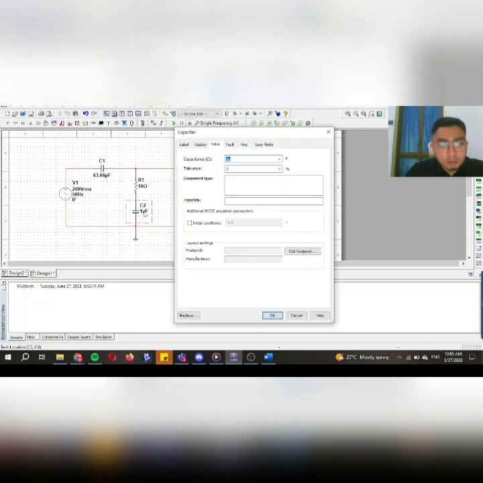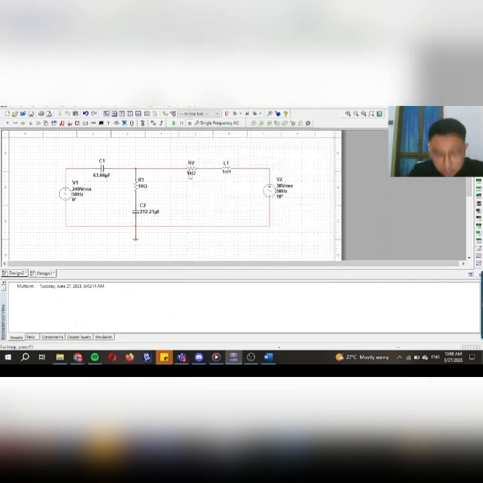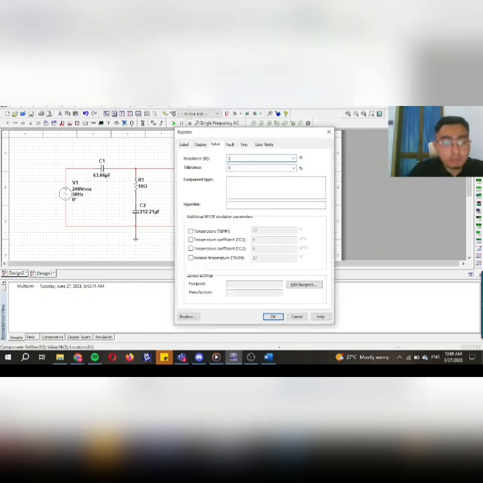The capacitance value at the load is given to us as negative j15. As stated before, we need to convert it into the C value by using the formula XC equals 1 over 2 pi FC. By using that formula, the C value obtained for this capacitor is 212.21 microfarad.